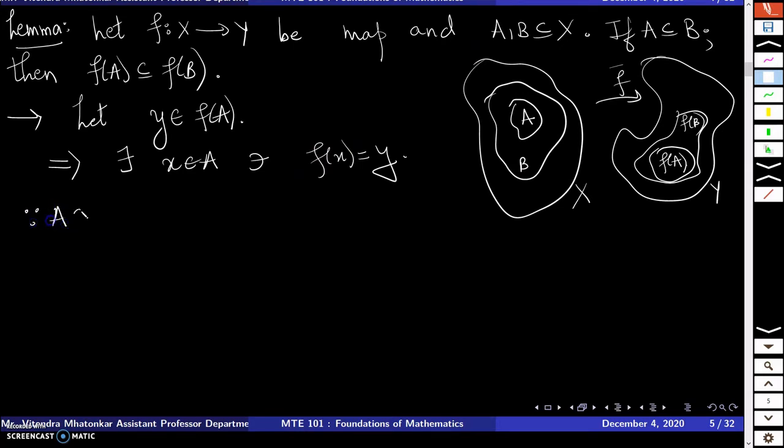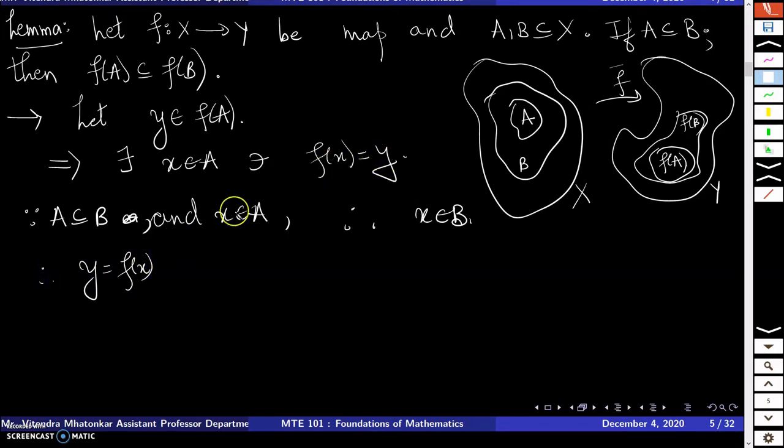So since A is a subset of B and x is there in A, therefore that point x must also be there inside the set B, right? Because x is a point inside the set A and A is a subset of B, correct? Now y is equal to f of x, and x is a point inside the set B.